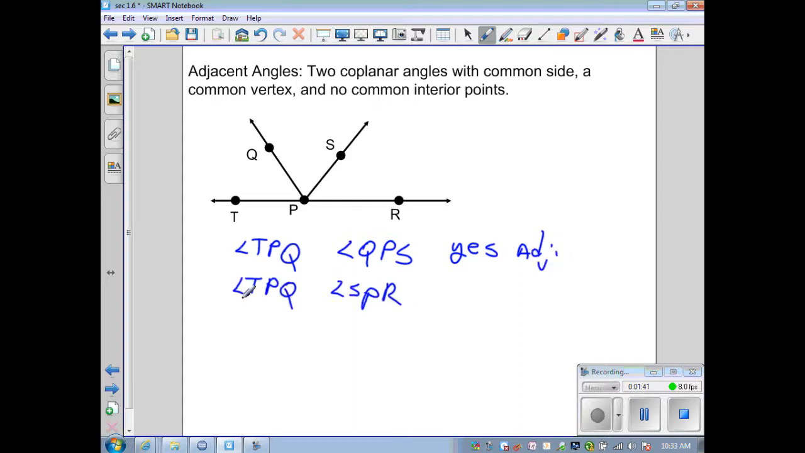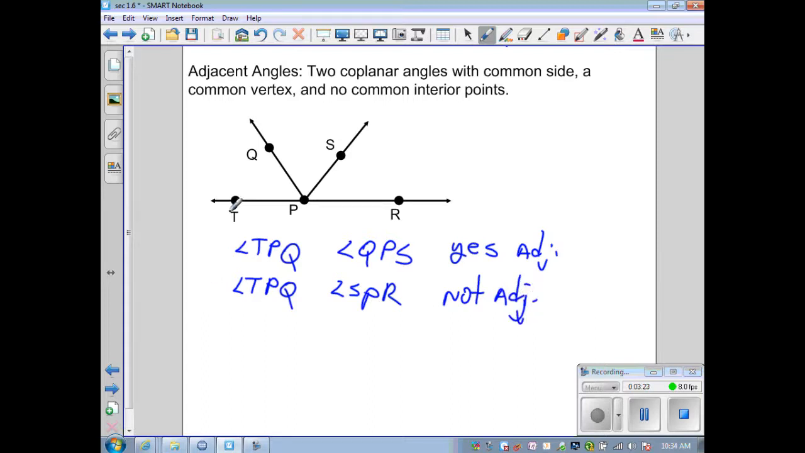I could take a look at angle TPQ and SPR. Let's go through the same format. Are they coplanar? The answer is yes. Do they have a common side? They do not have a common side. The sides for TPQ are PT and PQ, and the sides for SPR are PS and PR. So therefore, they don't have a common side, so they are not adjacent.